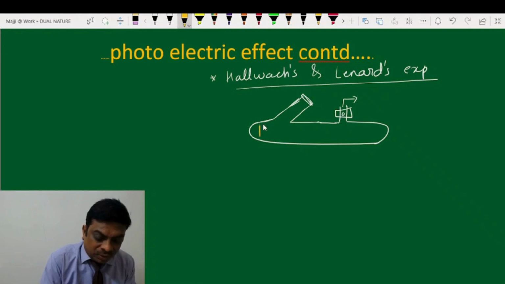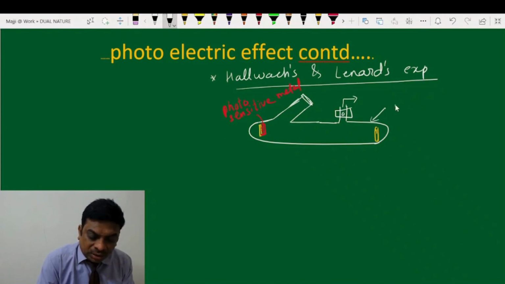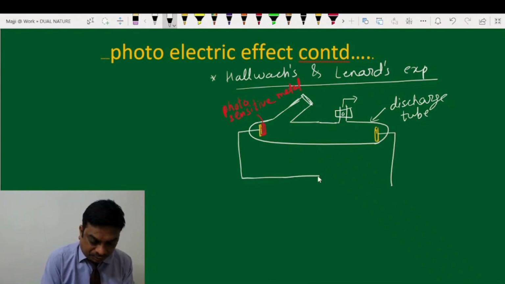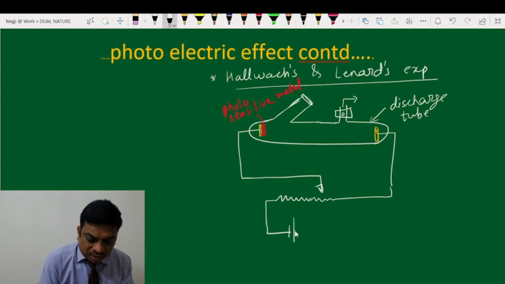Now there are two platinum electrodes. You can see students, platinum electrodes are there. One of the electrodes is coated with the photosensitive metal. This is the photosensitive metal. This is a hard glass tube which is known as the discharge tube. And this is connected to a voltage supply. Okay students, this is connected to a voltage supply by means of a commutator.